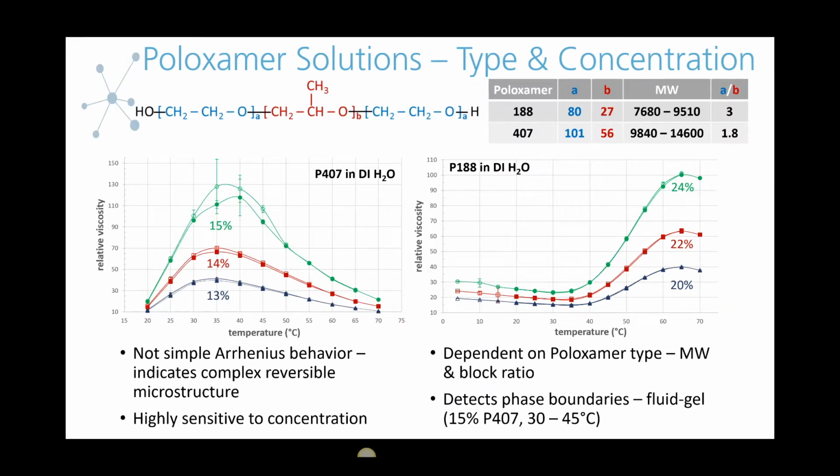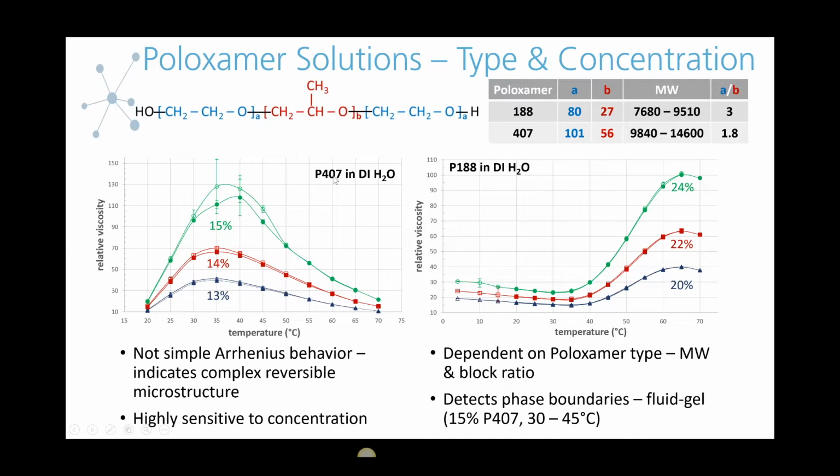So the first thing that we were going to present here, we're going to look at how the type of poloxamer, and by type I mean the relative block lengths, so the A to B ratio, and the concentration is going to impact the rheology measurement. So what we're looking at is the relative viscosity as a function of temperature. So relative viscosity is just the viscosity of our solution divided by the viscosity of our solvent. In this case, it's deionized water as a function of temperature. So we've taken out the impact of change in viscosity of the solvent, and now we're just highlighting the effect of the polymer in this case.